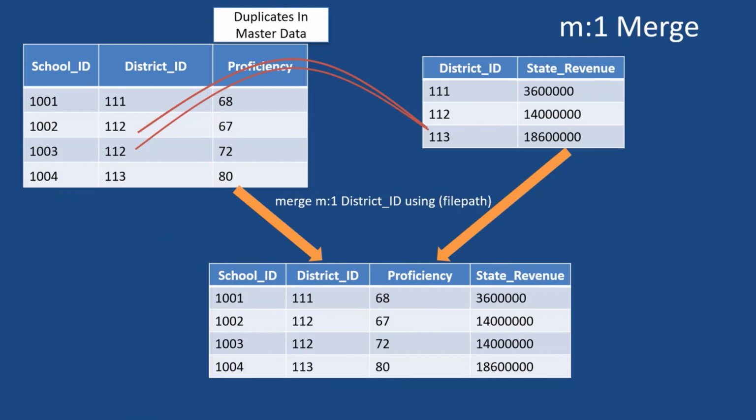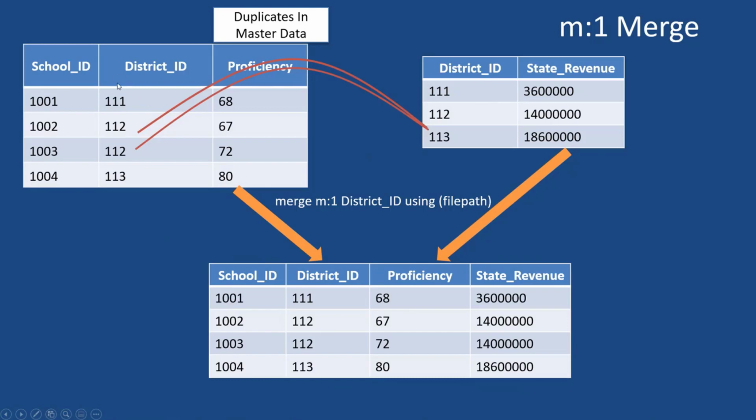On the right, though, we want to merge in district characteristics. This would be something like state revenue, because money comes from the state to the districts, not to the schools. So let's say that you want to put a district characteristic onto this school level data. That would be a many to one merge, because district ID is the variable that you're using to match on. And there are duplicates of district, which is not a problem in this case because it's a school level data set.